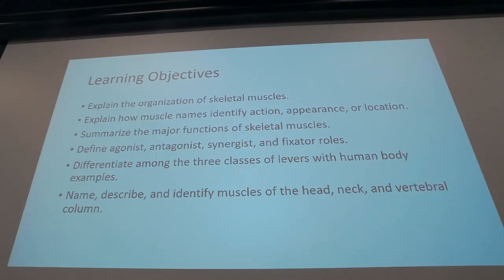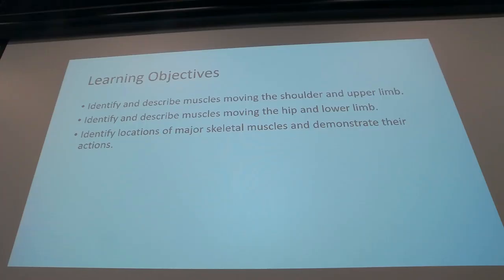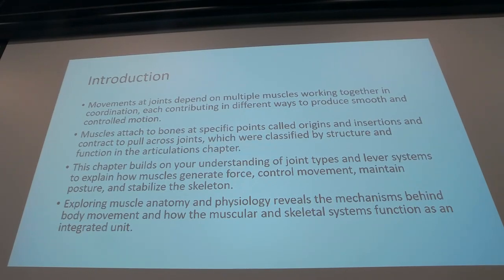We're going to see some terms that are used for the action of these muscles, like agonist, antagonist, synergist, etc. And we're going to see how muscles help us to perform movements with less effort. So we will see the classification of levers, which is a physical device that helps us to produce movement, carrying weight without doing so much effort. And then we're going to start naming muscles of the head, neck, and vertebral column. As well, we're going to continue with the rest of the muscles and demonstrate some actions.